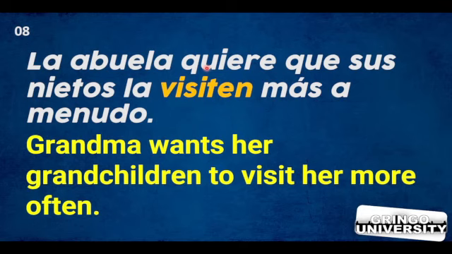La abuela quiere que sus nietos la visiten más a menudo. A menudo is often. La abuela quiere, that is the normal present tense, que, to join these two clauses, sus nietos la visiten. Visiten will be the verb conjugated in the subjunctive form. La is replacing grandmother or abuela. So I don't have to say abuela again and again because the conversation will be bulky and redundant. La abuela quiere que sus nietos la visiten más a menudo. Remember, a menudo is often.